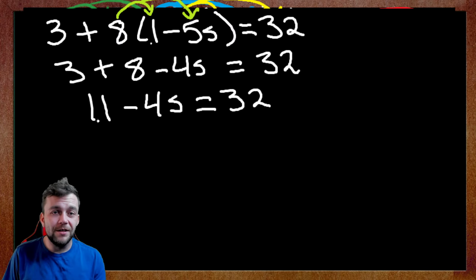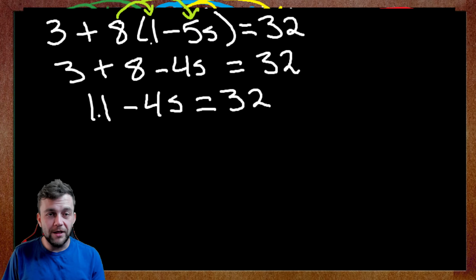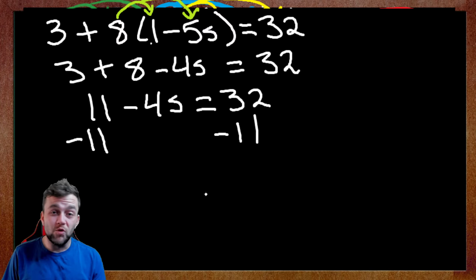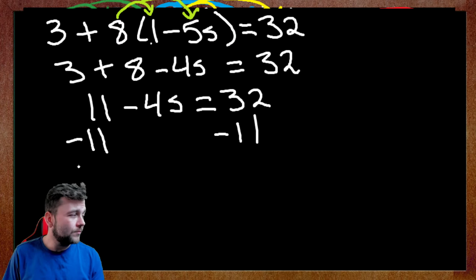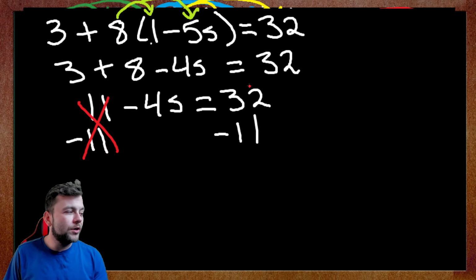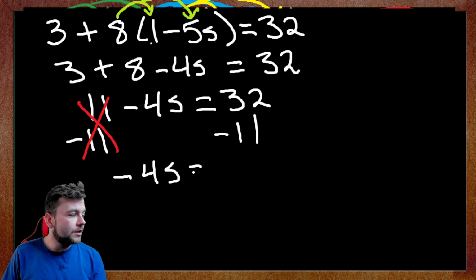But I'm going to take this. This is a positive 11. What's the opposite of a positive 11? It's a negative 11. So what you do is you subtract 11 from both sides. What happens to this left side? The 11s cancel out. You have a positive 11 and a negative 11. It goes away to 0. 32 minus 11, what does that equal? It equals 21. So we have negative 4s equals 21.